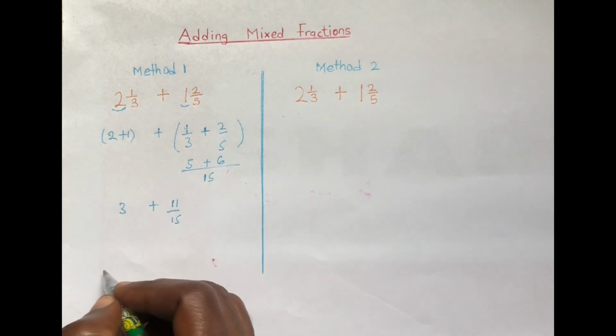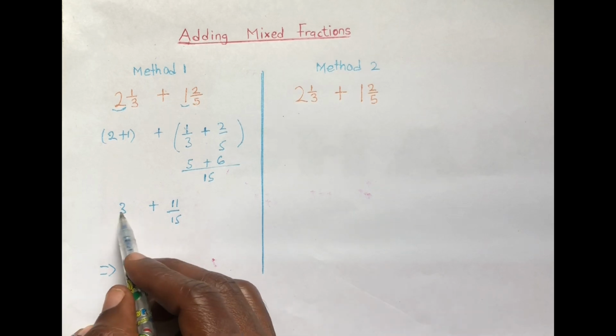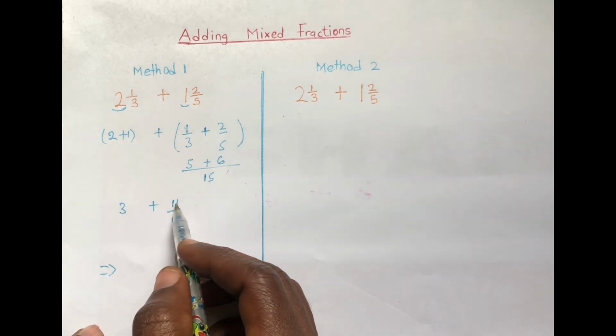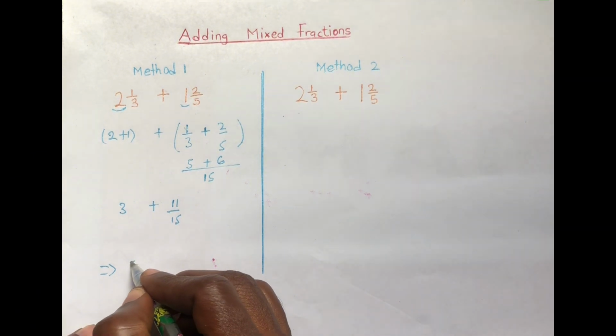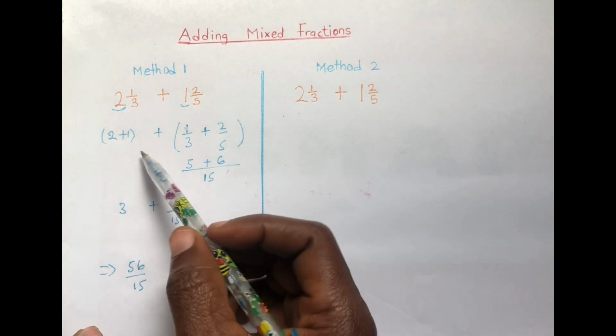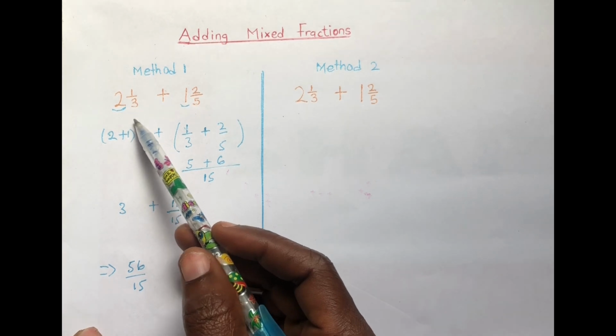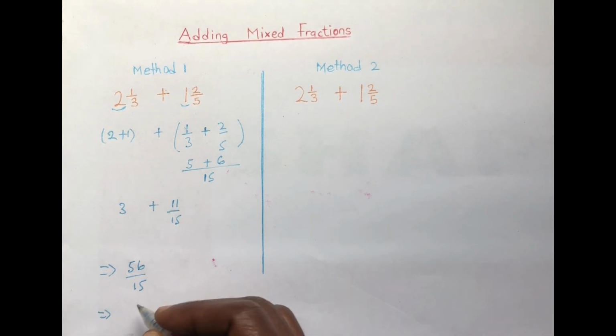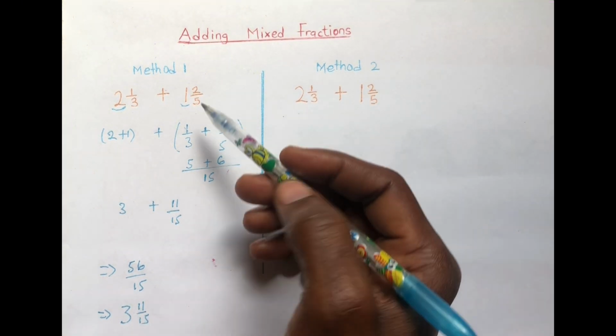11/15. So this gives us 3 times 15, which is 45. We add it to 11, giving us 56/15. Since the question was given in mixed fraction, we convert it to mixed fraction, which will give us 3 whole number 11/15. So that is for the first one.